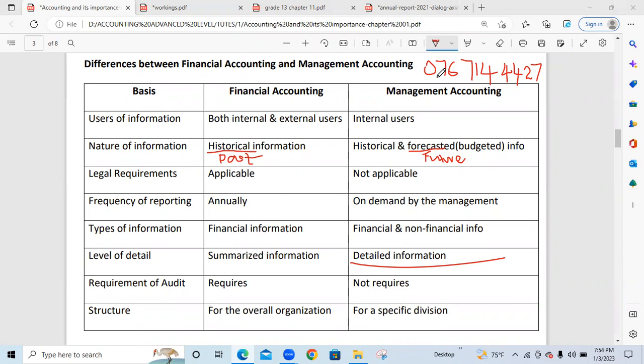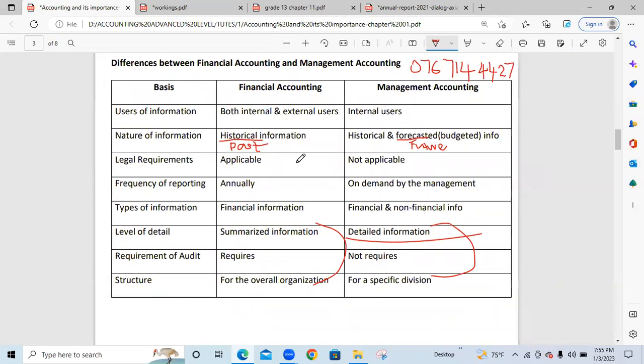Management accounting is detailed, guys, you understand this, and this is connected. Because you give summarized information, you have to give it for the overall organization. Because you give detailed information, you have to specifically give information for each division one by one. So we are done with this part.